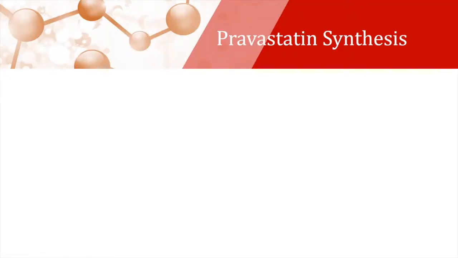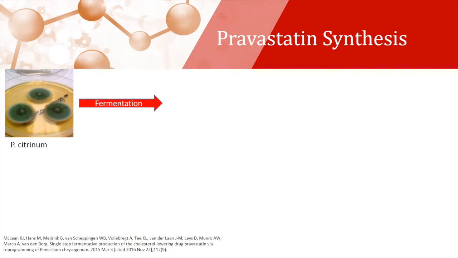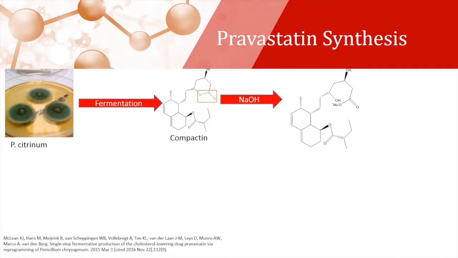So pravastatin began from this fungal molecule here called penicillium citrinum, and this was fermented in the lab to give us compactin. This was purified in the lab before sodium hydroxide was then reacted, and it is the ester from the lactone ring that breaks open to give us a salt on one end and alcohol on the next.